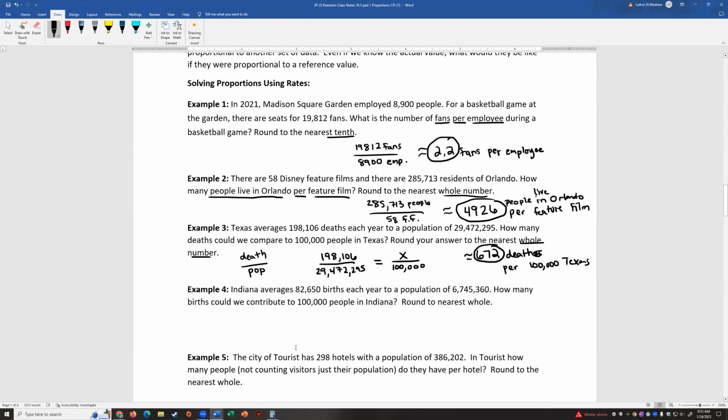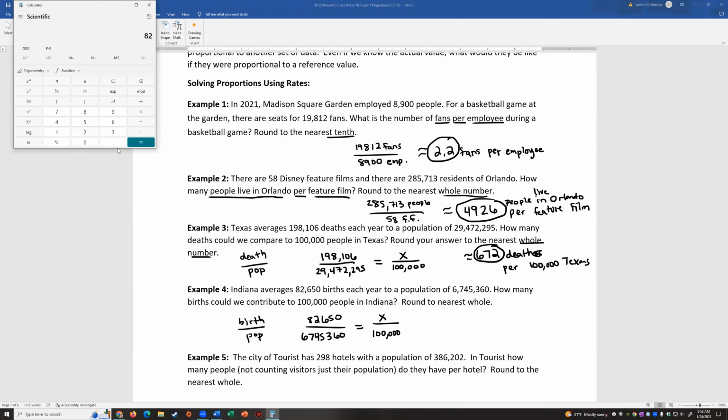Okay. Indiana averages 82,650 births each year to a population of 6,745,360. So we're going to be looking at, again, scaling this down to 100,000 people, how many births would we expect? So we're going to do birth to population, and we have our actual values they gave us, number of births for the total population, equal to how many births would that be for just 100,000 people in Indiana?